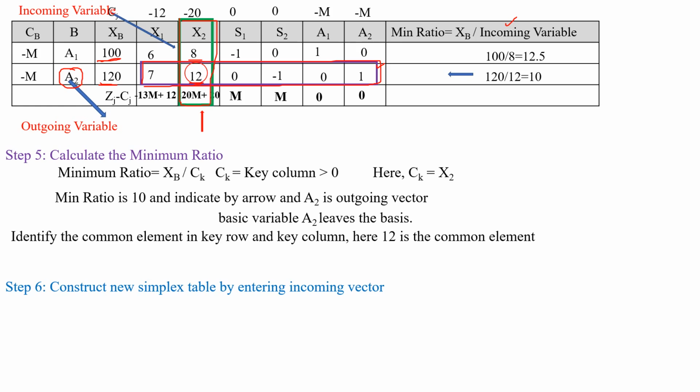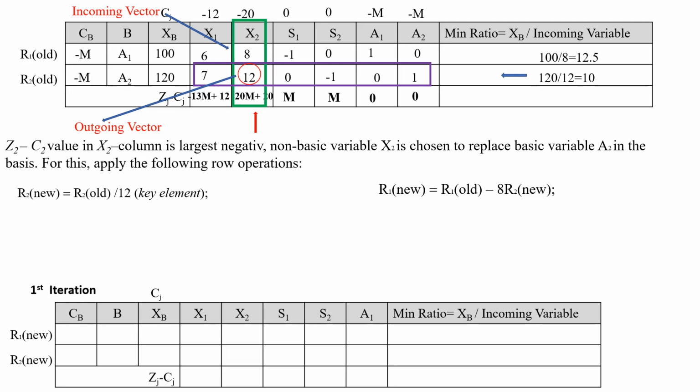Next step is we have to construct the new simplex table by entering the incoming variable x2. We construct a new simplex table with reference to the old simplex table. In the new simplex table, we have to replace the A2 variable by the x2 variable. So in the new simplex table, enter the x2 variable in the basis and enter its coefficient value, minus 20, in the CB.